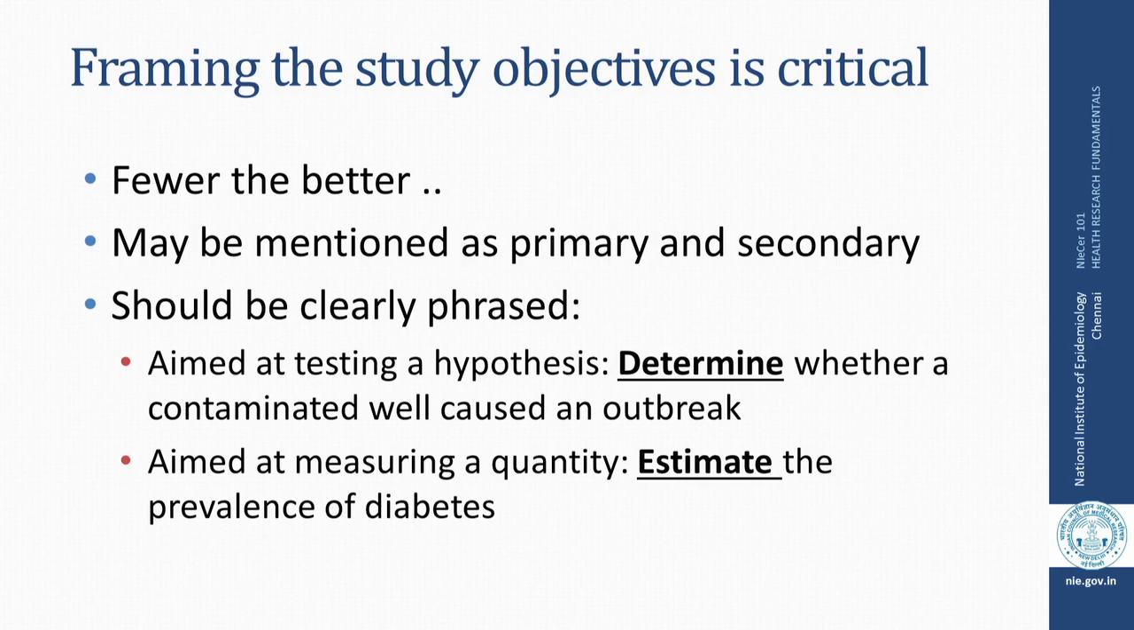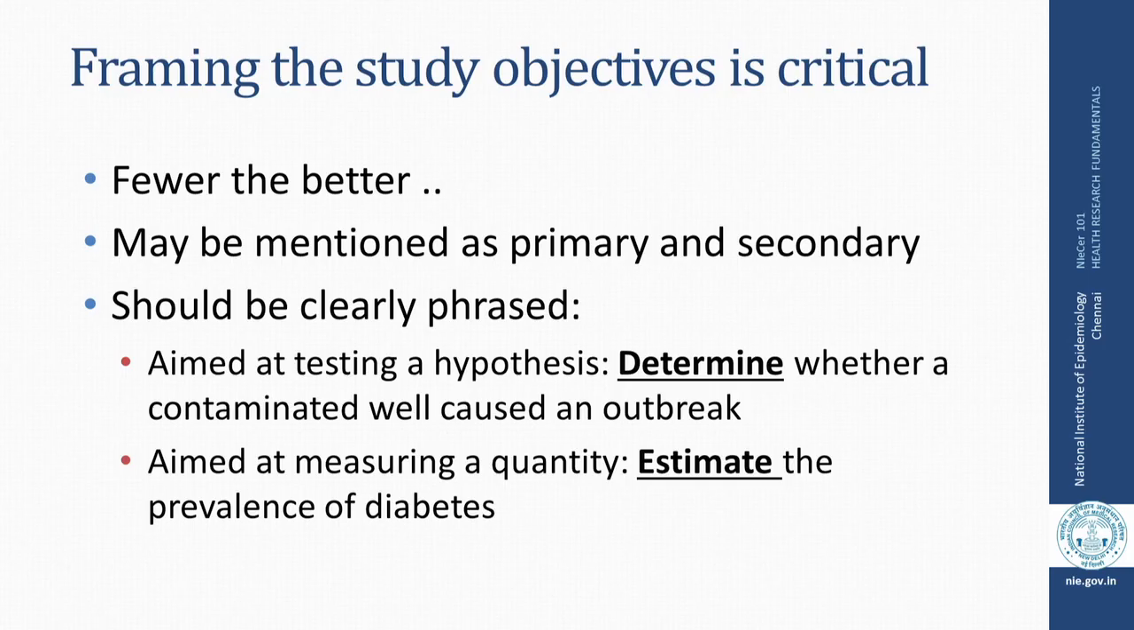When we talk about the study objectives, the basic principle is fewer the better. Most of the studies with a long list of objectives often become very confused studies, because many of these objectives remain unfulfilled. Because they become complex, the data collection tools increase, there are lots of variations that come in while collecting the data, and in general there is chaos. So, fewer the better is the principle.